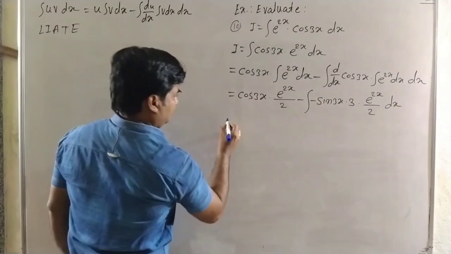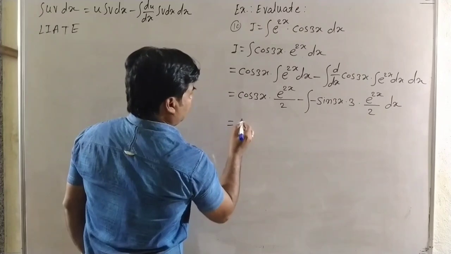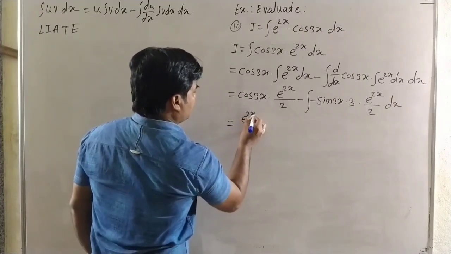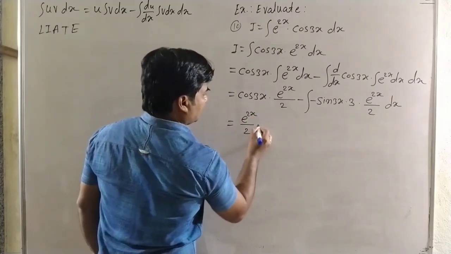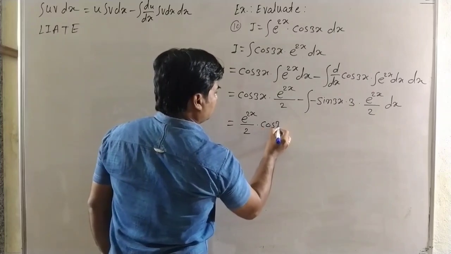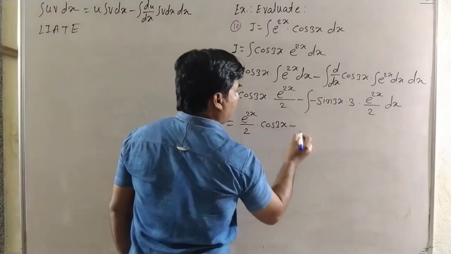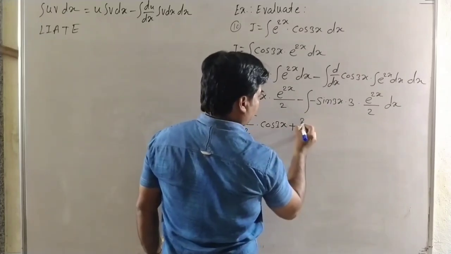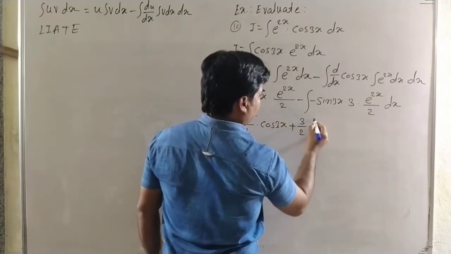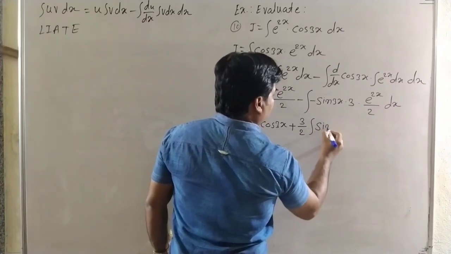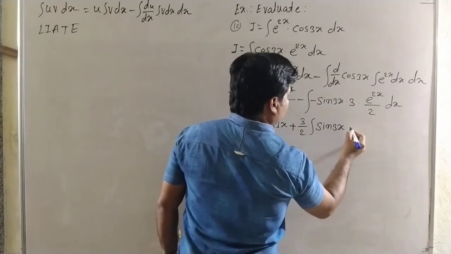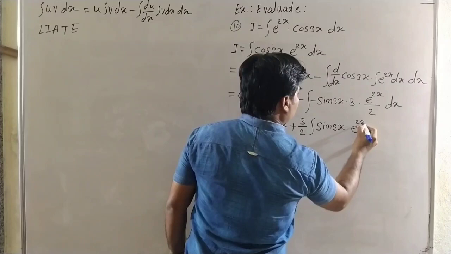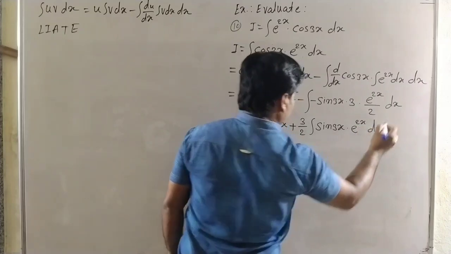Okay. Now here I can write e raised to 2x upon 2 into cos 3x minus, and this minus becomes plus, and the 3 by 2 we can write outside the integral, and here sin 3x into e raised to 2x dx. See carefully.